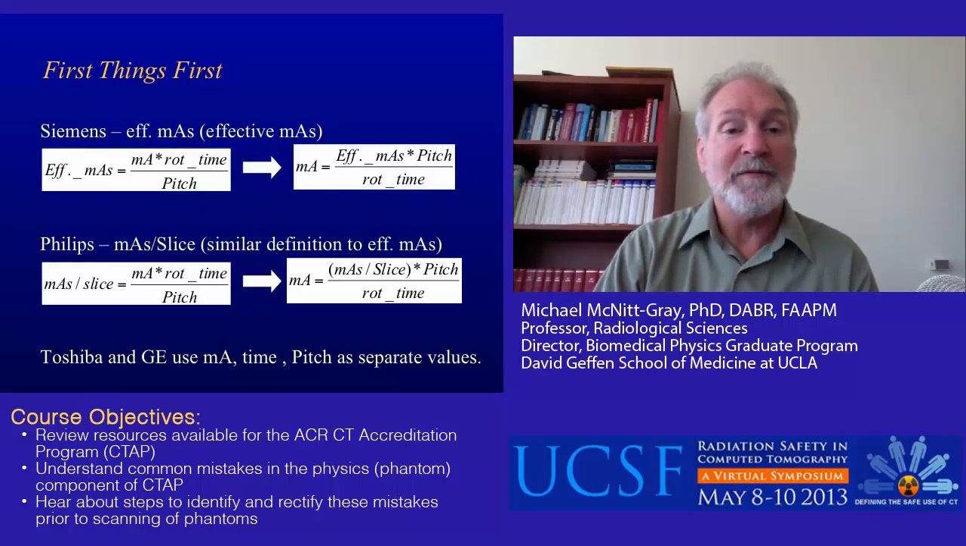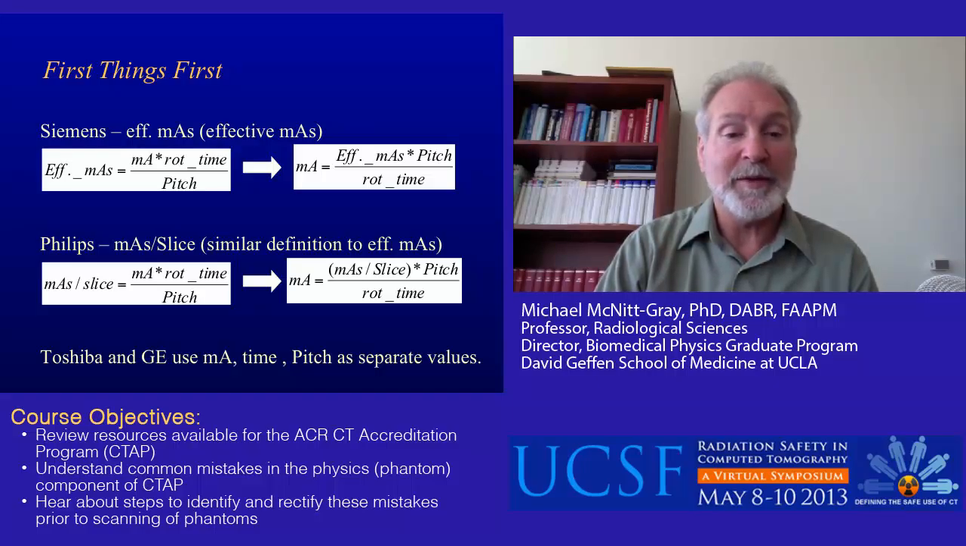Here are some of the definitions. Siemens uses the term effective MAS, and it's defined as I showed here. It's the tube current MA times the rotation time divided by the pitch. If you rearrange that equation, you can find the MA that's being used at that time, which is the effective MAS times the pitch divided by the rotation time.